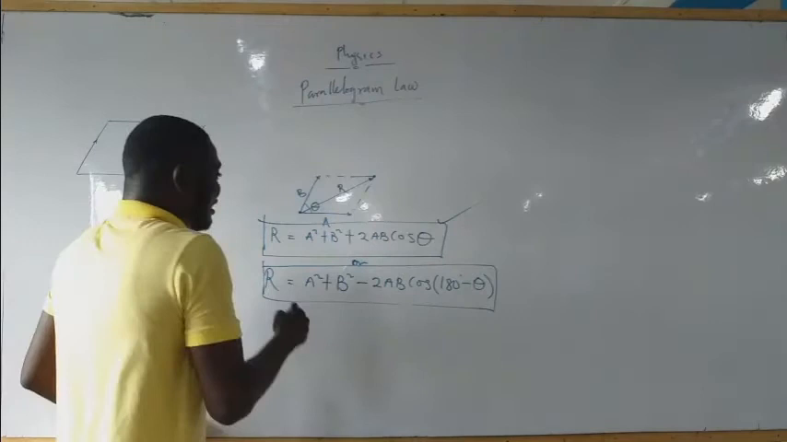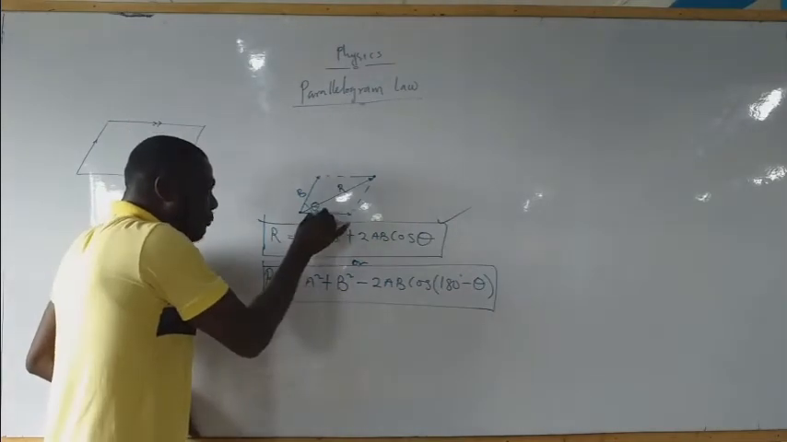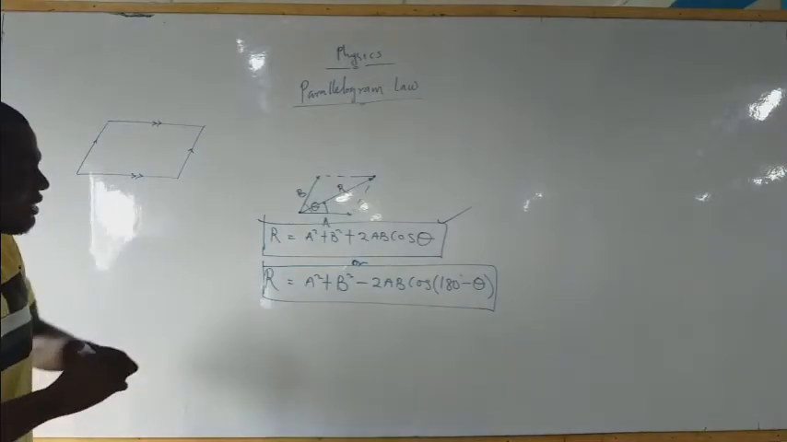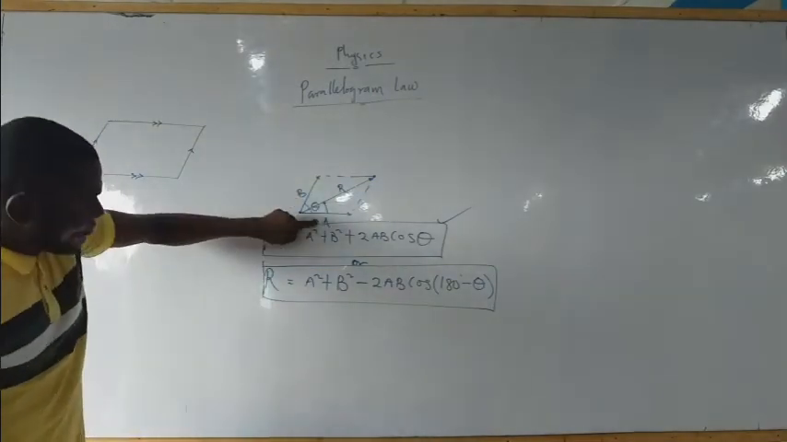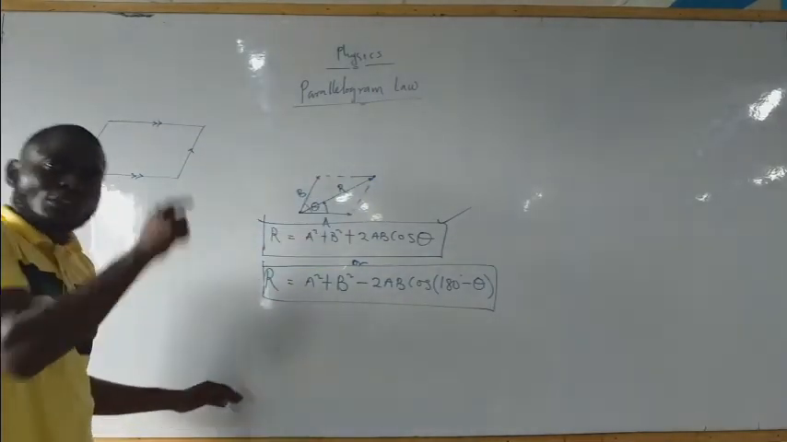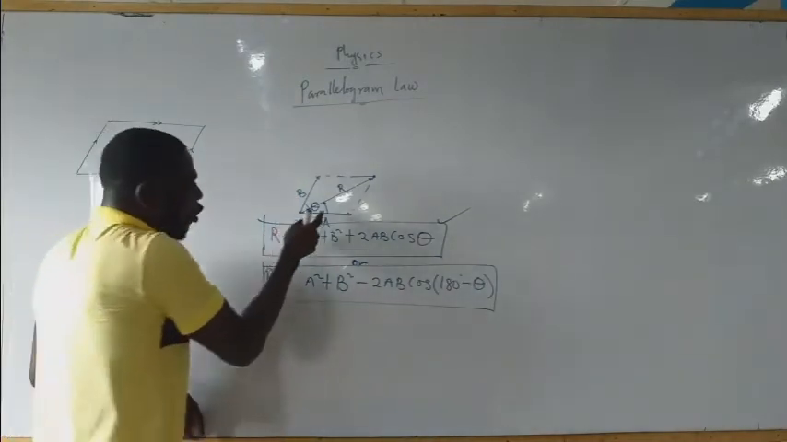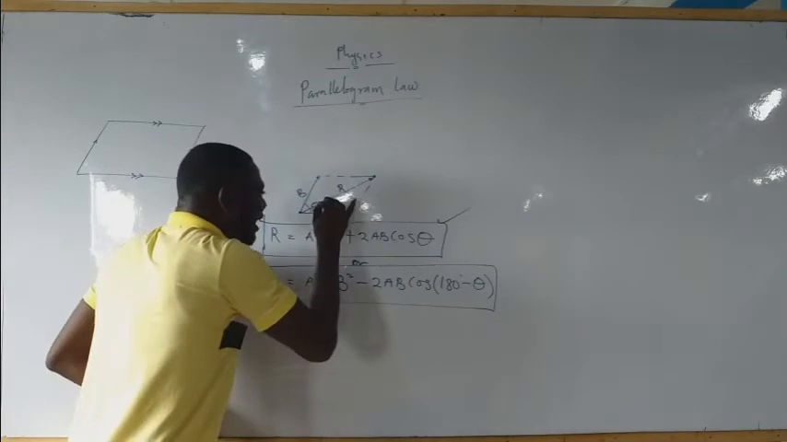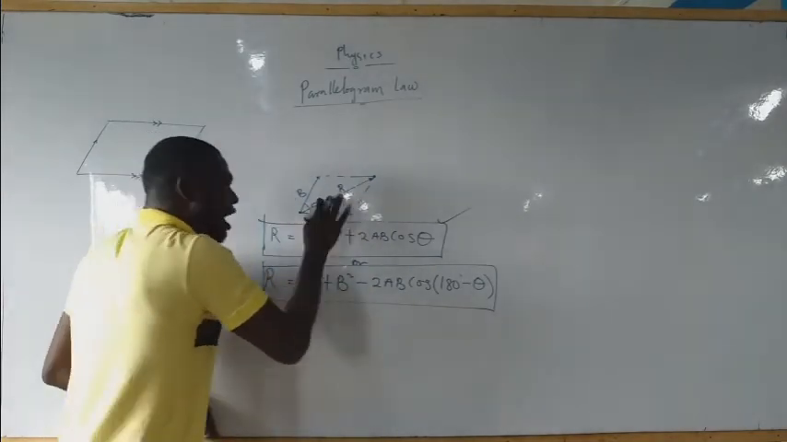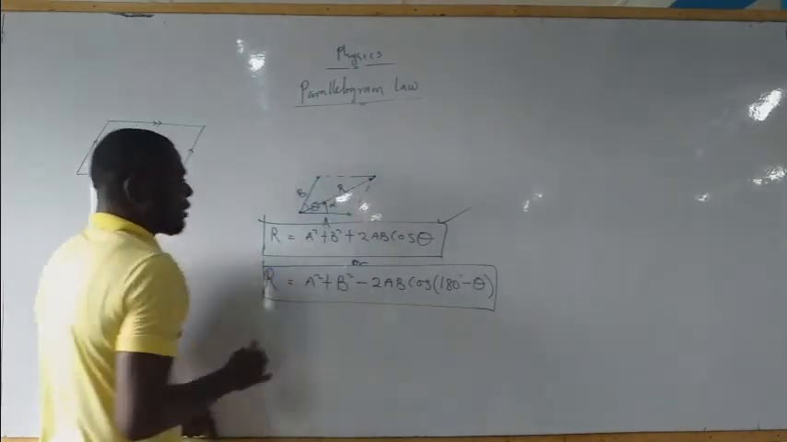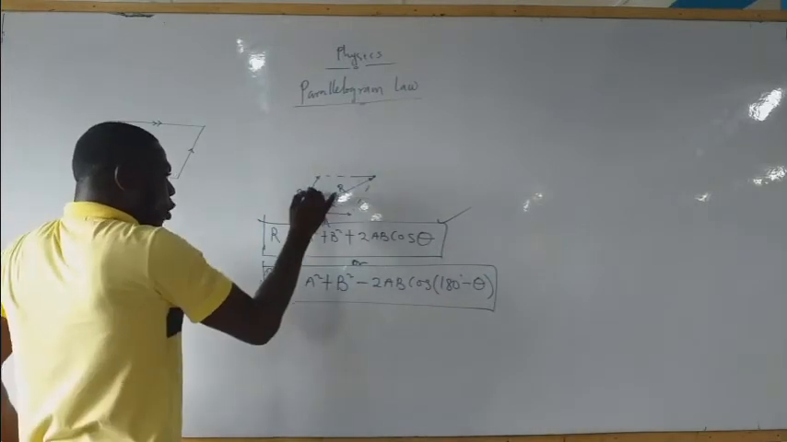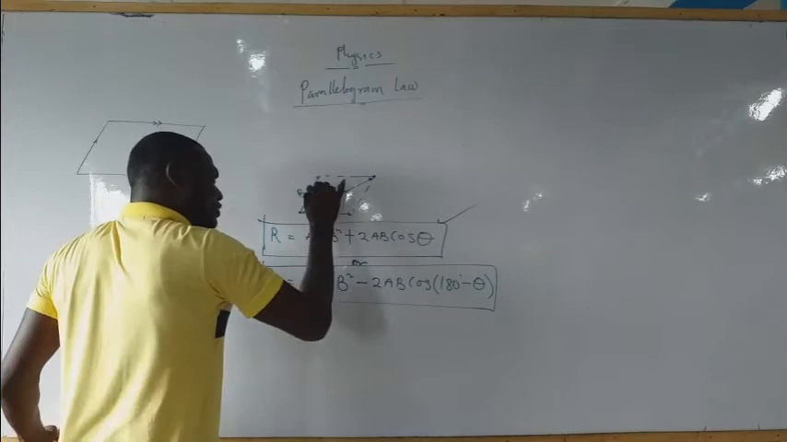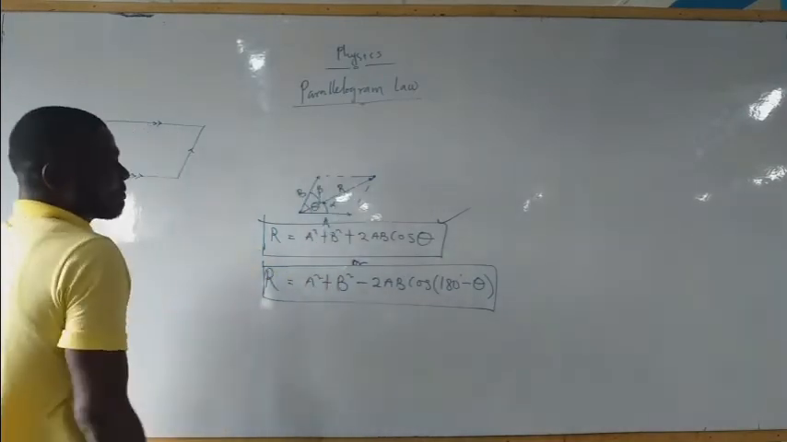That's the formula. Then we can look for the angle between vector A and the resultant. Let's call this alpha. And also the angle between vector B and the resultant, we can call this beta.